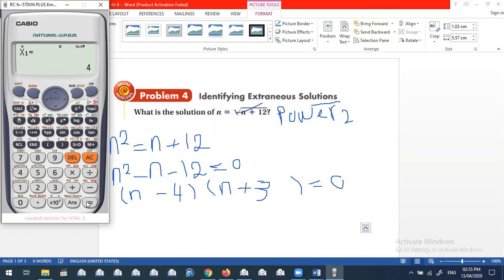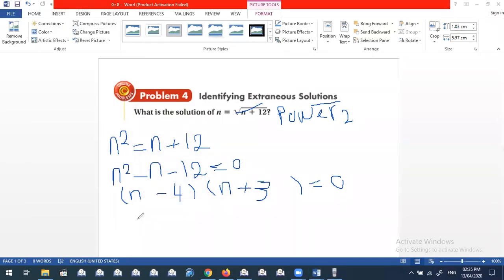The first solution is 4, the second solution is negative 3. So here n minus 4 equals 0, and here n plus 3 equals 0. So n here equals 4, and n here equals negative 3. Now we have two solutions. I need to find the extraneous solution. How do we find it? Let's substitute.